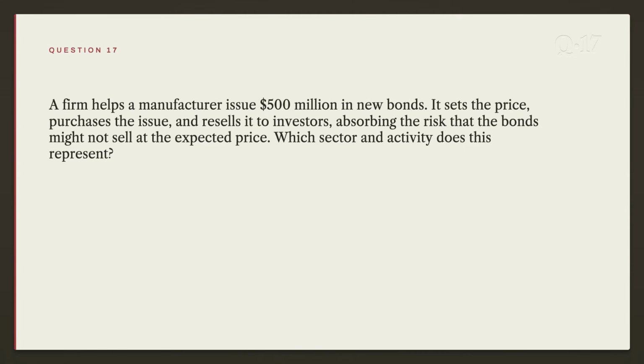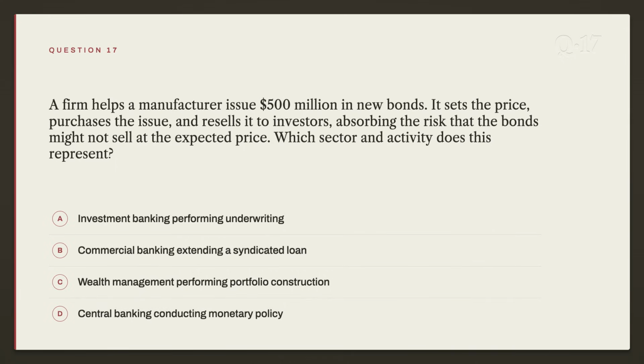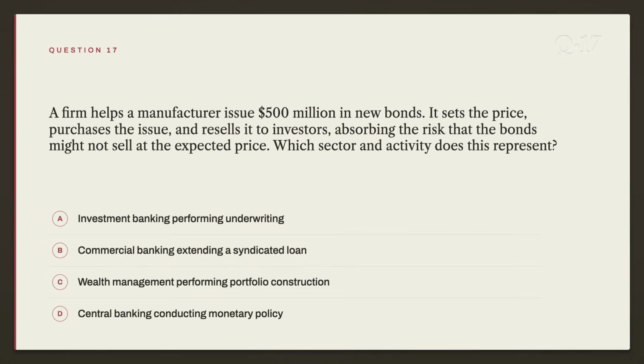Your options are A. Investment banking performing underwriting. B. Commercial banking extending a syndicated loan. C. Wealth management performing portfolio construction. D. Central banking conducting monetary policy. Which one is it? Pause the video if you need more time.